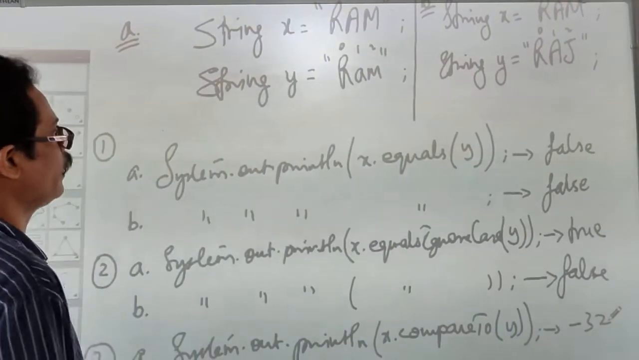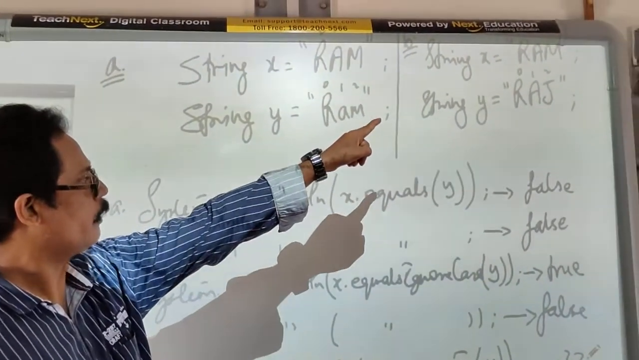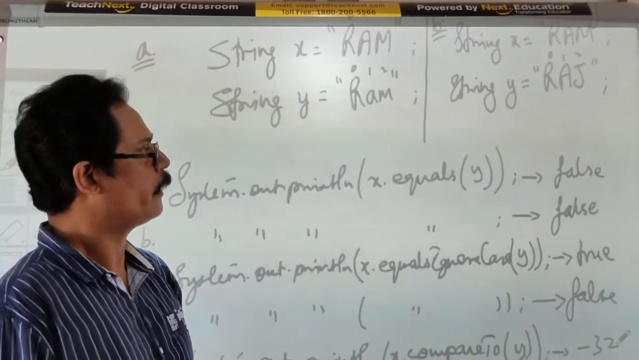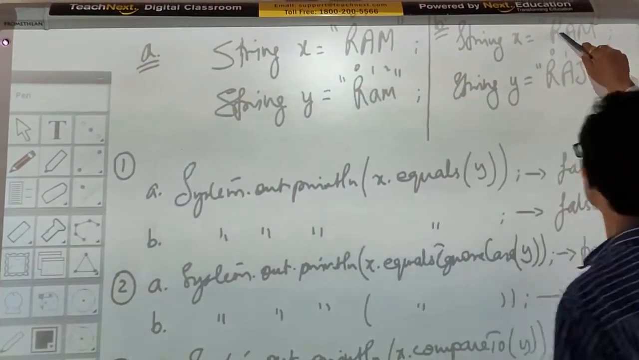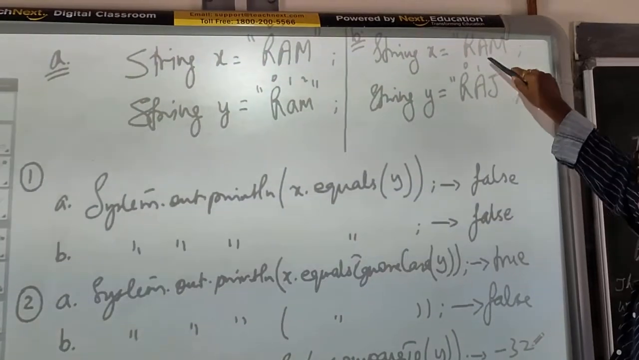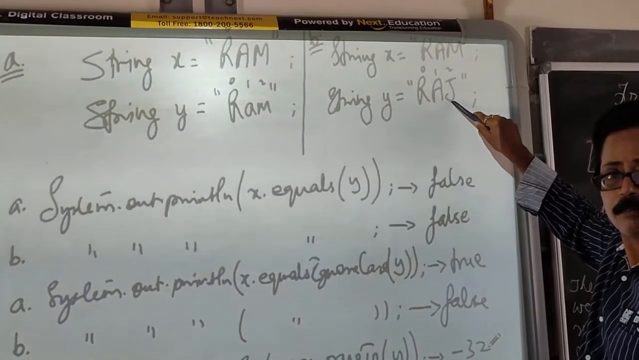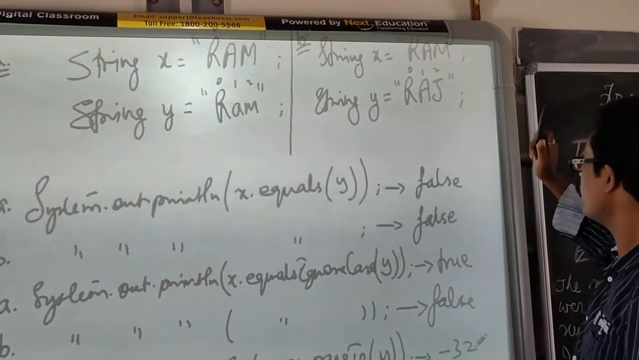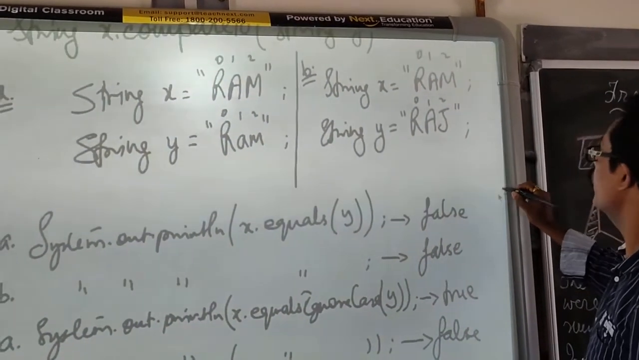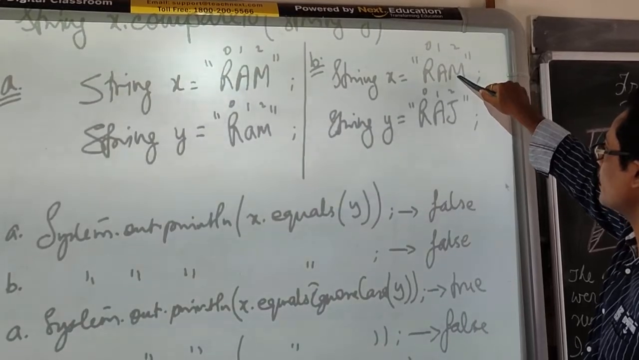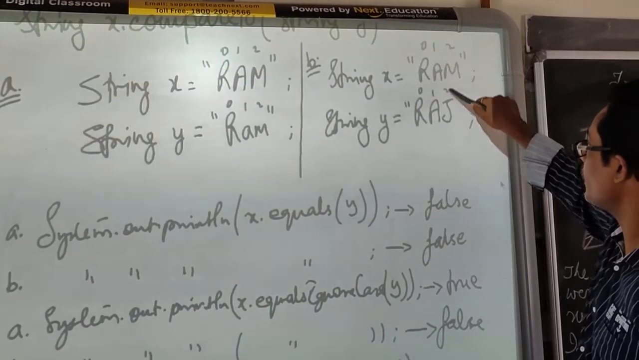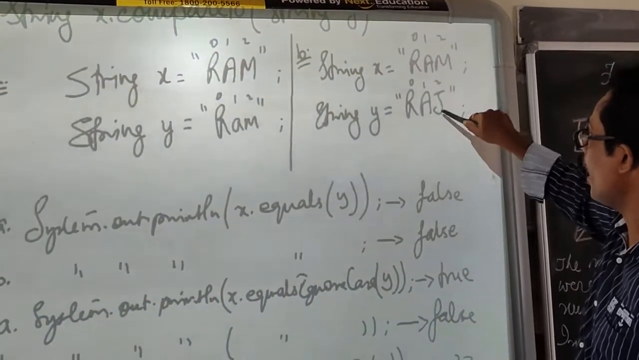Now let's see the second one. RAM and the other is RAJ. There is no difference in the first index, there is no difference in the second index, but there is a difference in the third index. That is index 2. In index 2, X has M and Y has J, so there is a difference of ASCII value, M minus J.